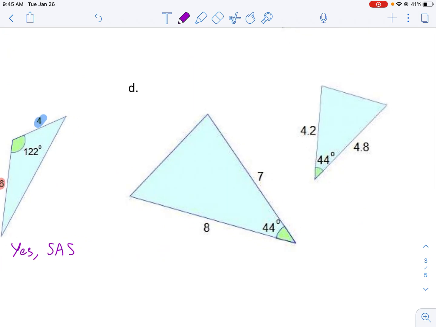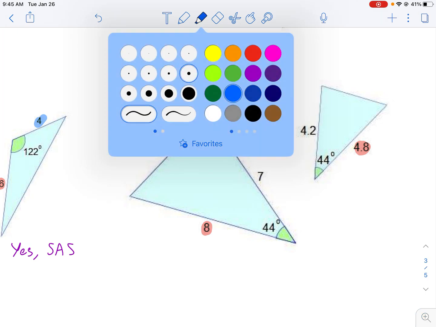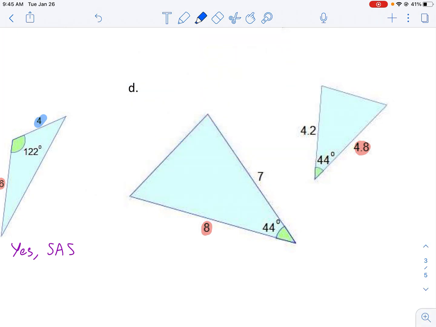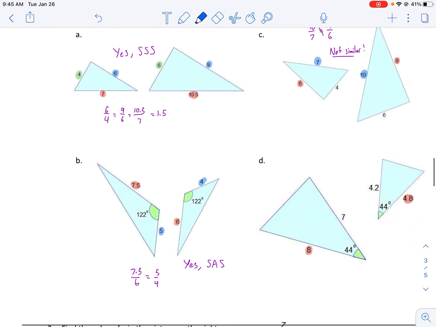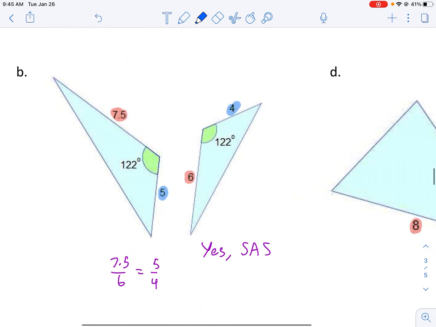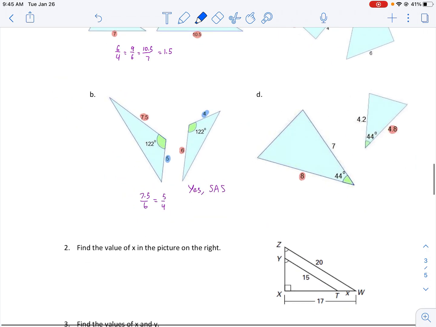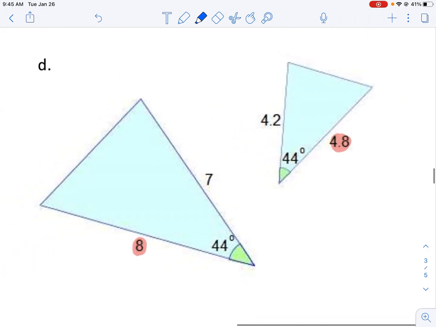Okay, and then D. So we have an angle between two sides. So now we can just check 8 and 4.8. I believe you do have to match up the bigger side lengths, actually. So kind of what I said over here on this one when I did it wrong to begin with. If I match up the bigger side with the bigger side of that one, those have to be the corresponding sides. So that's another way to think about it rather than guess and check.